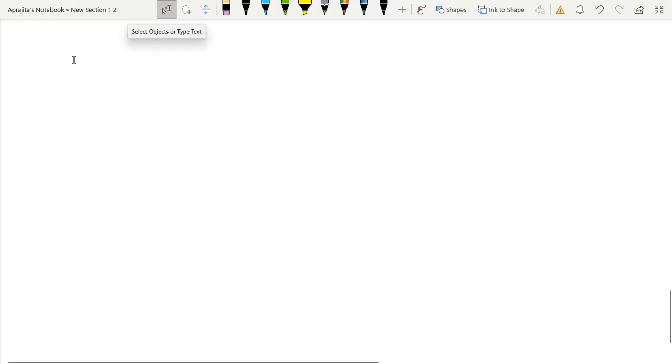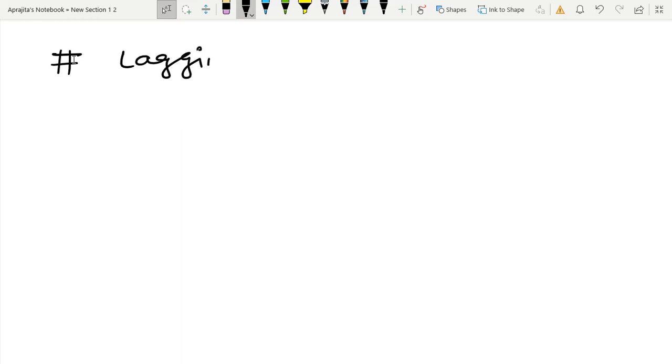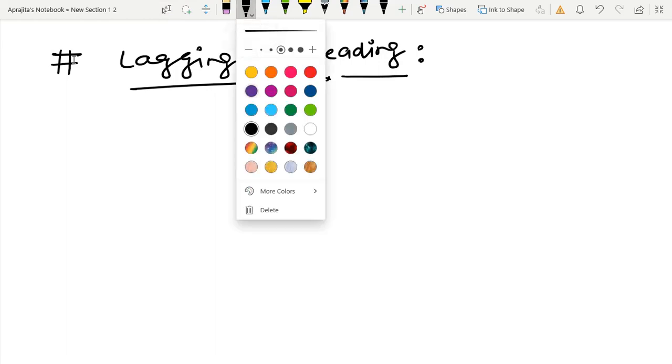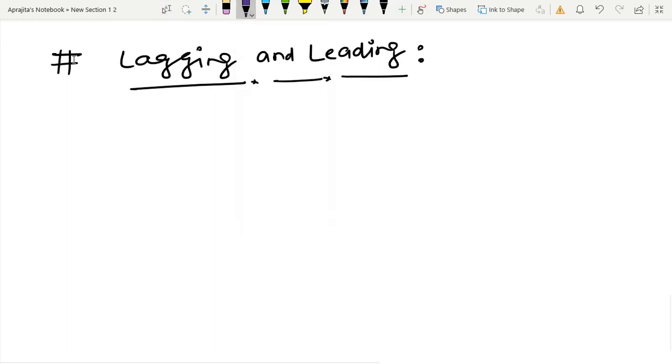Now we are going to discuss the comparison between two sinusoidal functions. For that, commonly we use two terminologies, called lagging and leading. So again, try to understand the definition of these two terms.